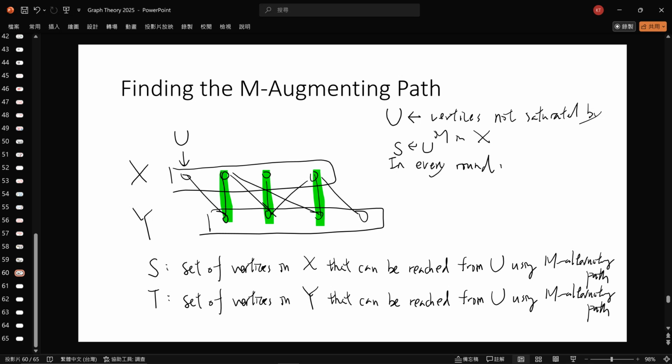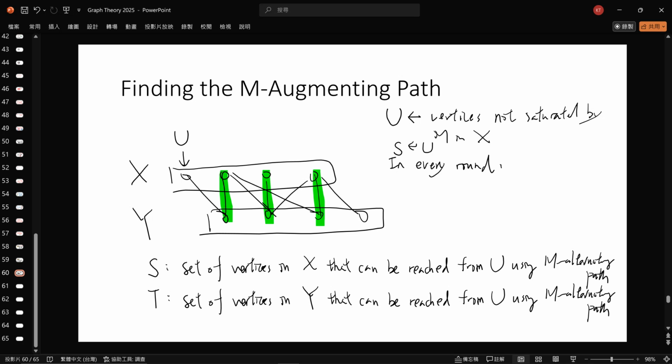In every round, we're going to expand these two sets S and T by extending alternating paths. To create an alternating path, starting from, for example, this vertex here, we're first going down. When we're going down, we must use edges that are not in the matching, so edges not green. Then we're going up, and when we're going up, we must use edges from the matching because it is an alternating path. So this is just a round.